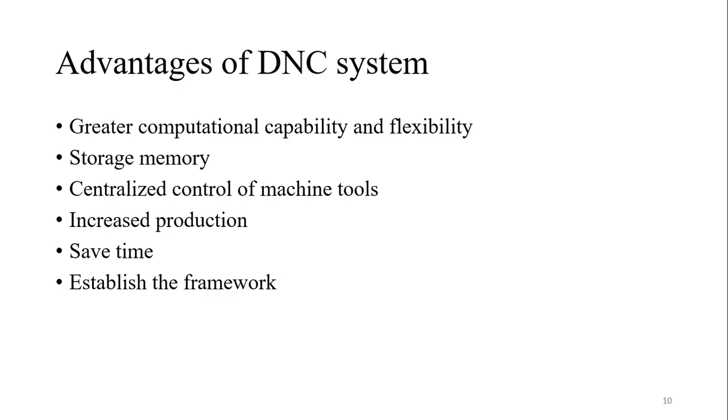Increased production, because the time is reduced. In the CNC machine, you have to go to each machine to install the program. But in the DNC machine, just install the program in one mainframe computer and give the command to the other machines. So time is saved and production is ultimately increased. Then it is very easy to establish the framework, meaning which machine is to work when, how the product will flow, how the material will flow. It is very easy to establish the framework in the case of the DNC machine.